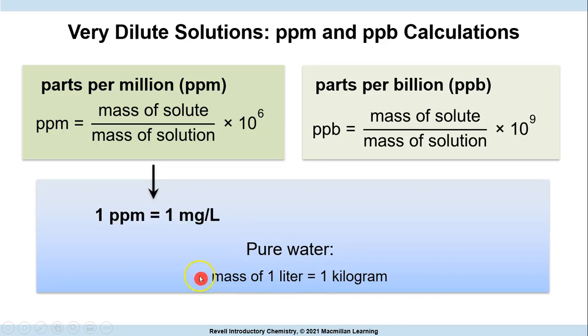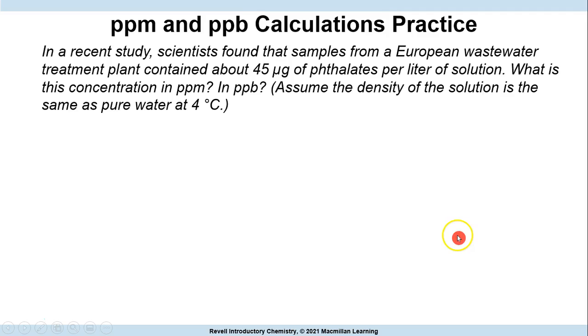Now, 1 part per million is equal to 1 milligram per liter, and 1 part per billion is equal to 1 microgram per liter. We are going to see some calculations involving the parts per million and parts per billion. So in a recent study, scientists found that samples from a European wastewater treatment plant contained about 45 micrograms of phthalates per liter of solution. What is this concentration in parts per million and in parts per billion?